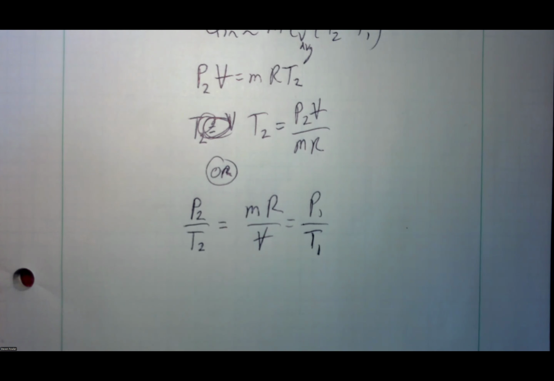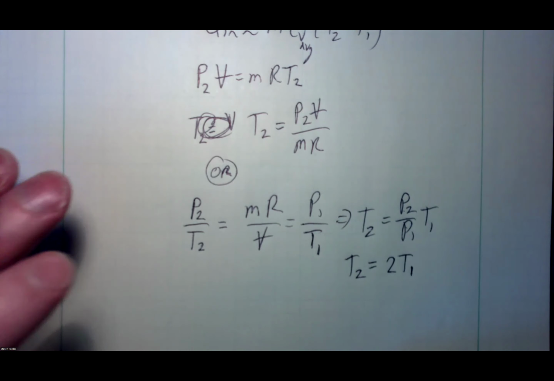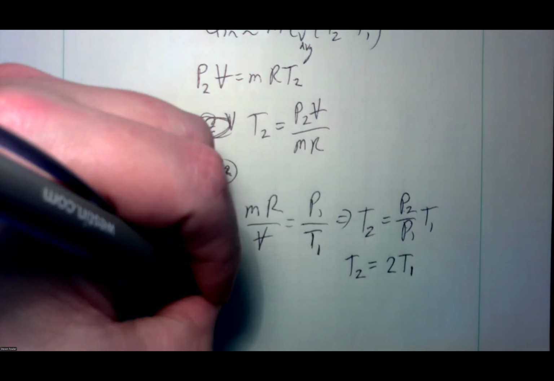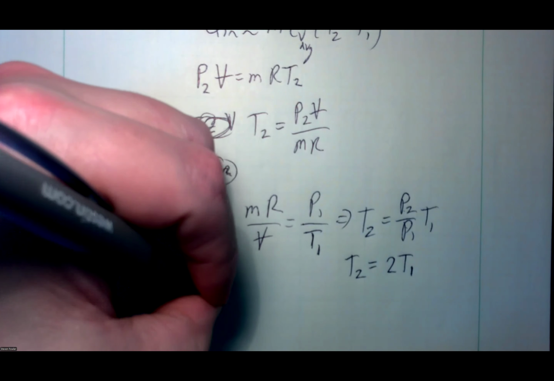So what this means is that T2, which is what I'm looking for, is going to equal P2 over P1 times T1. And since P2 is 2 times P1, this is just 2 times T1. And then I'll ask the class, so if I go this way, T2 is going to be 2 times, all right, what is T1?